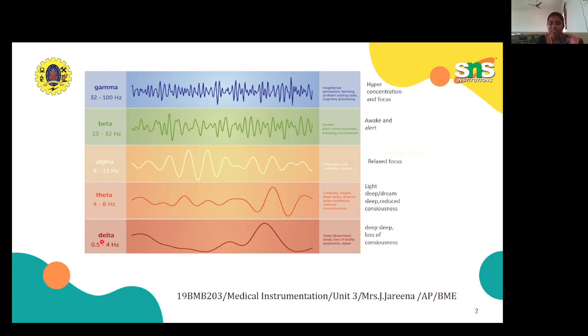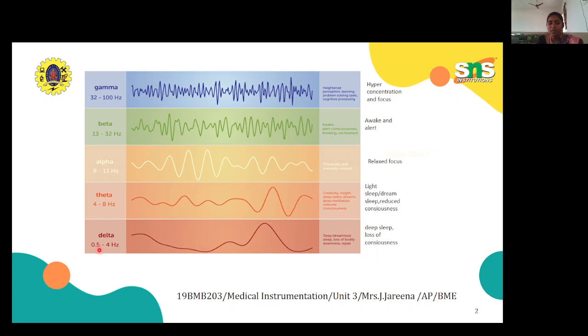As D is the delta, it covers the lowest frequency range, starting from 0.5 to 4. Then followed by theta, that is 4 to 8, alpha 8 to 13, beta 13 to 32, and gamma 32 to 100. Each specific brain wave represents some function, that is, the status of the person.